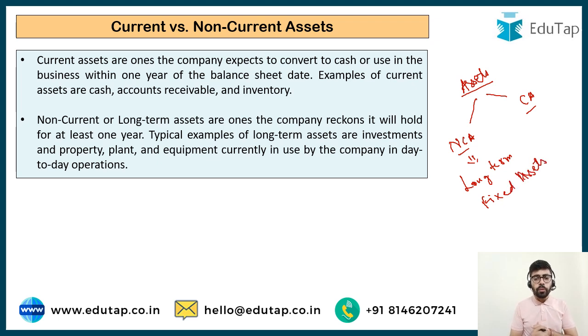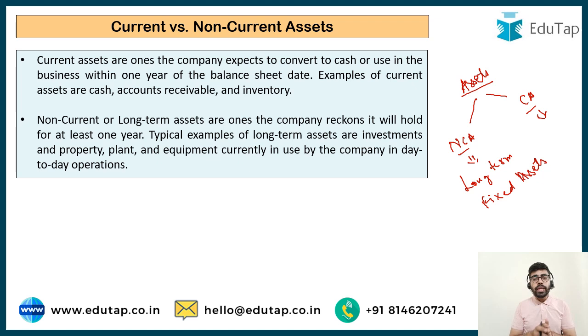Suppose the company has bought a new machinery, a new car, new furniture, a new building. All these are non-current assets. They are rather fixed assets of the company which are going to be there for the company for a very long time. The company is not going to convert them into cash within a very short span of time, say around 1 year. Now current assets are those assets which are assets for the current term only.